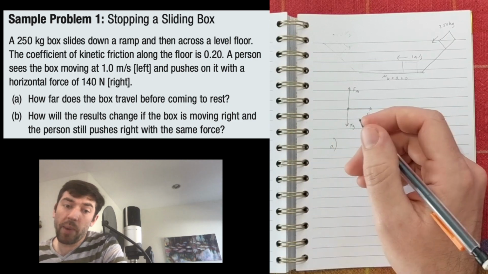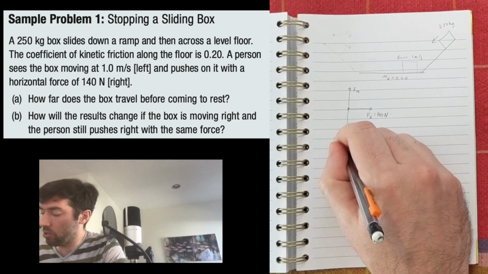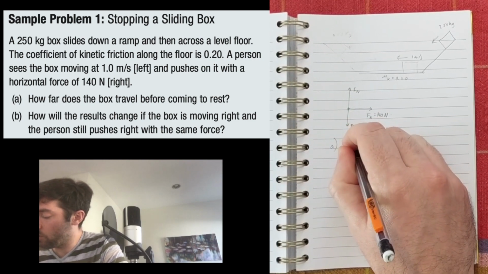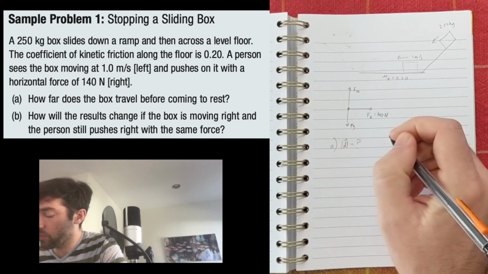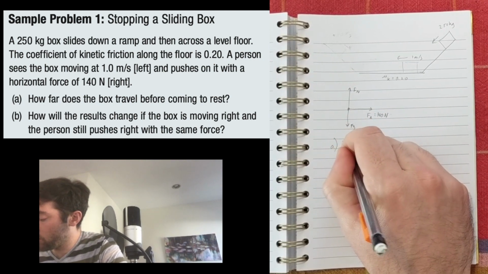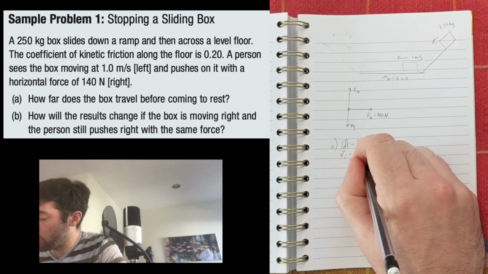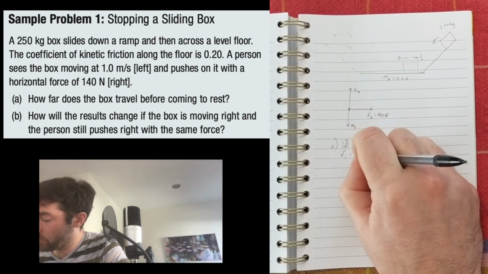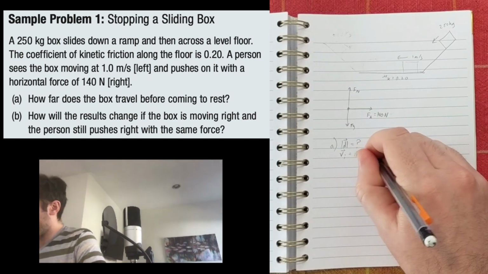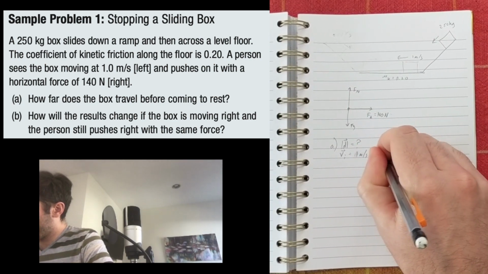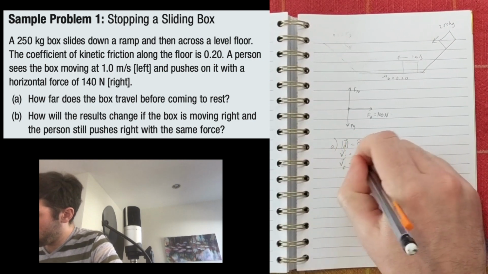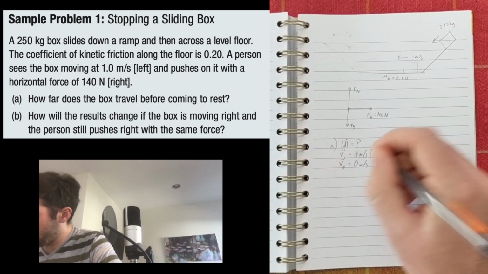So this is a kinematics problem. We're looking for D. Technically, we're looking for the magnitude of displacement. We know the initial velocity, which is 1 meter per second to the left. And we know the final velocity is 0 meters per second.